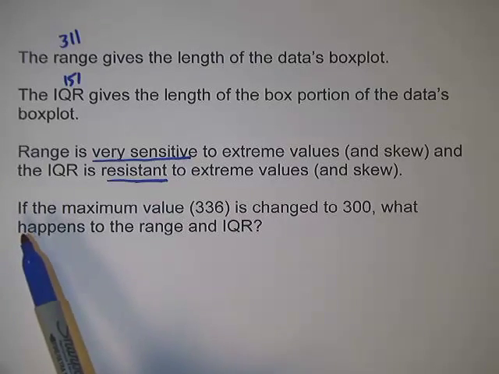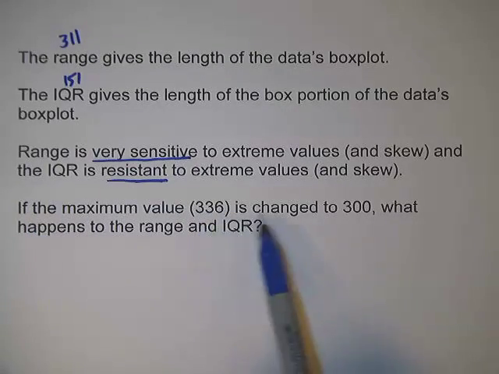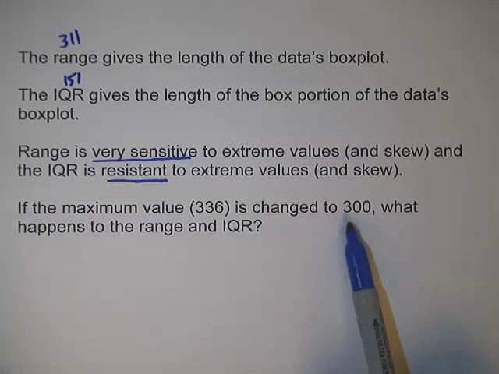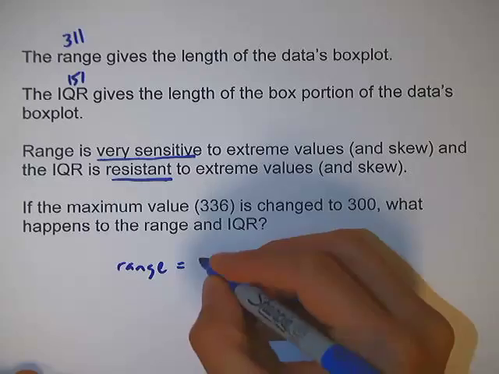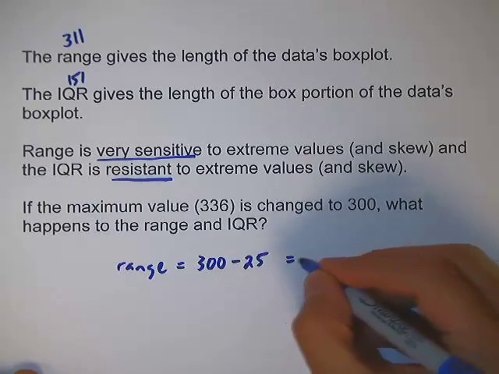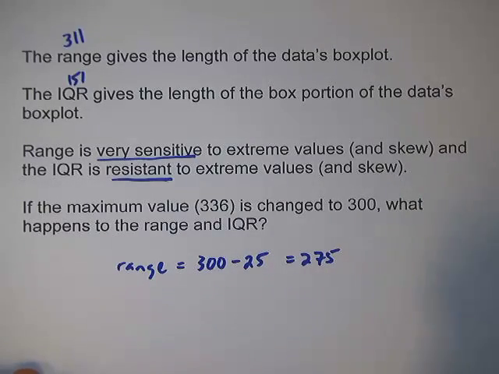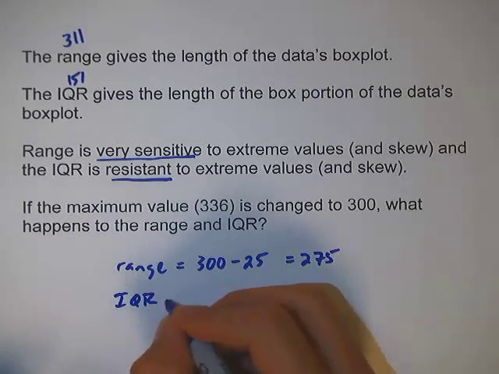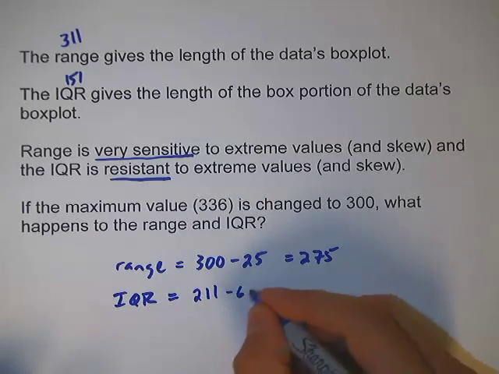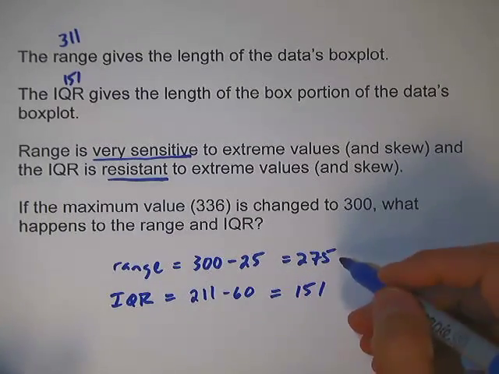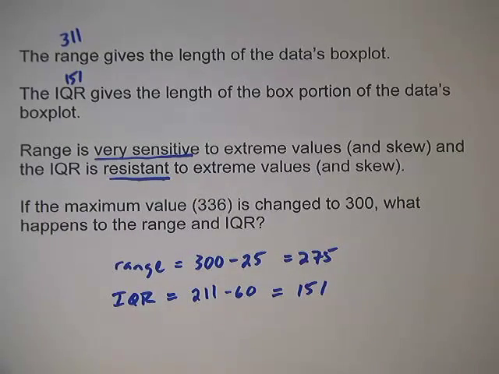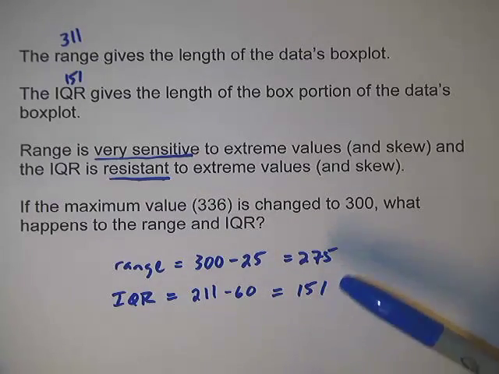Okay, so if we think about actually changing our maximum, if the maximum value, which was 336, is changed to 300, what happens to the range and the IQR? Now our range is going to be 300 minus 25, which is 275. That's down from 311. So that's a pretty big change there. And our IQR, again, Q1 and Q3 are not dependent on that maximum, so our IQR is going to stay the same. So the range goes down, the IQR stays the same. So oftentimes when there is an outlier in a data set, we want to use the IQR to measure our spread instead of the range.